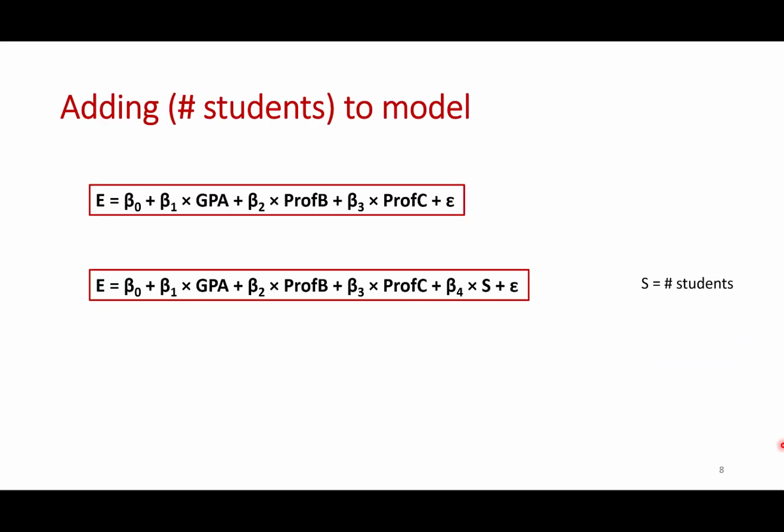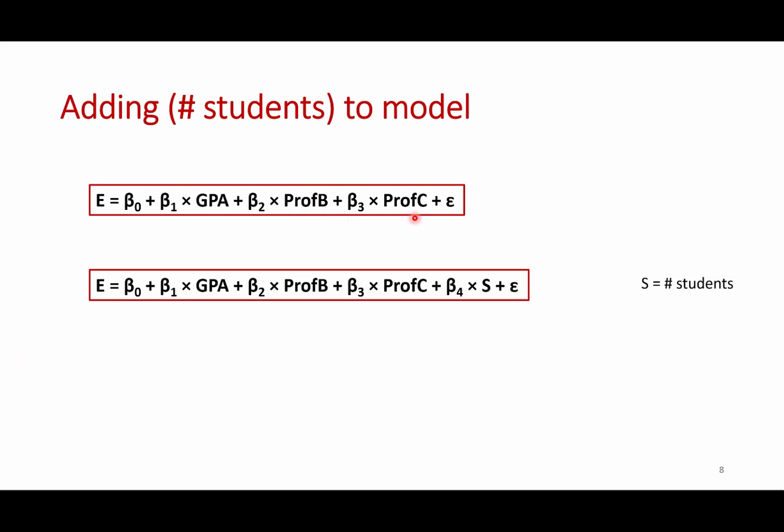Okay, so let's add the number of students to the model. Here's our original model. And here's the model where we add at the end beta 4 times S. S is the number of students. Unlike the variables for Professor B and Professor C, which are qualitative variables to represent a categorization, the variable for S is considered a quantitative or an interval variable. And it's not going to be as clean an interpretation. When we control for it, we're basically taking out the linear effect or the linear relationship between the number of students and evaluation. But there's undoubtedly going to be some nonlinearities.